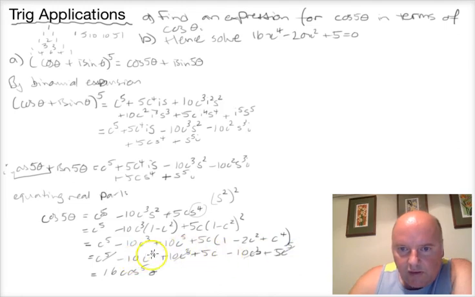We've got these two parts here, so that's a minus 20 cos cubed theta. And we've also got a plus 5 cos theta. And that's your answer to the first part.